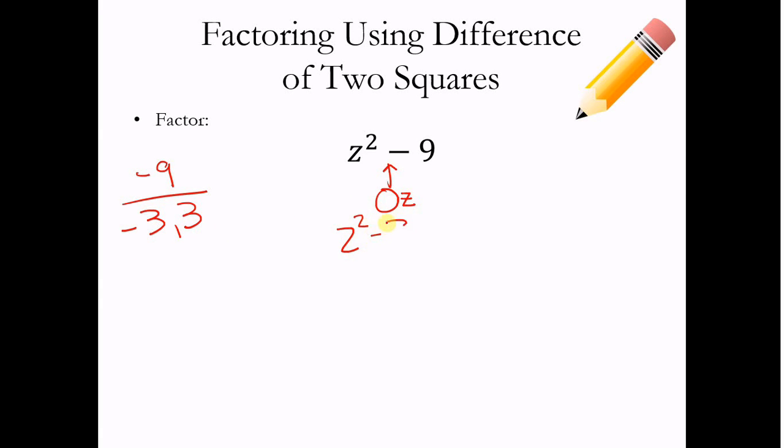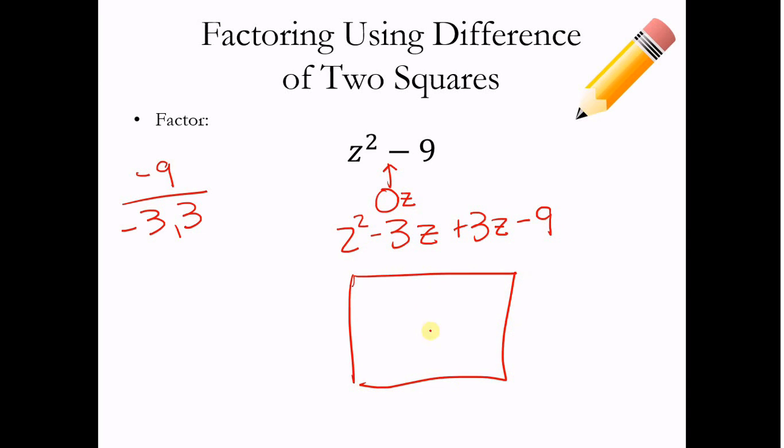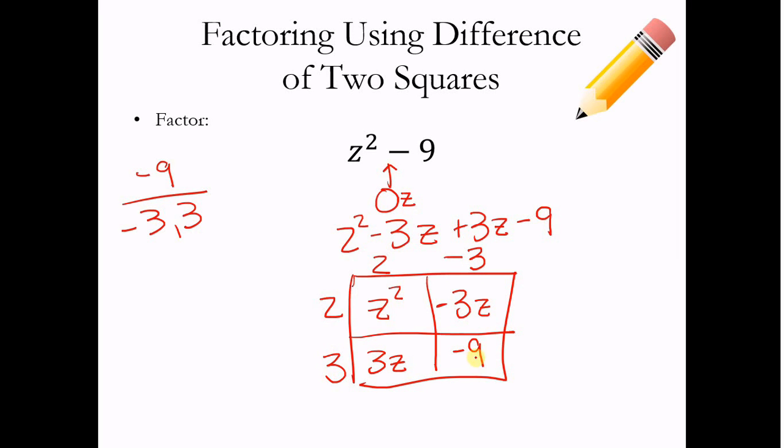So z squared minus 3z plus 3z minus 9. Give myself a box here. Z squared, and negative 3z, 3z and negative 9. Z and a z going this way. Z times negative 3 will give me negative 3z. Negative 3 times 3 will give me negative 9. So I can write this as z minus 3, z plus 3.